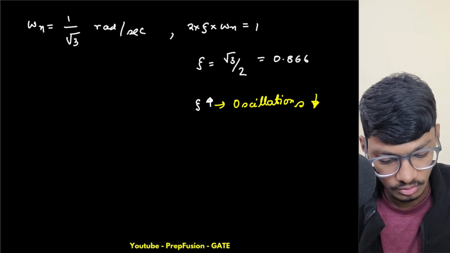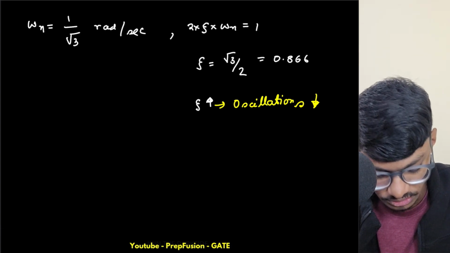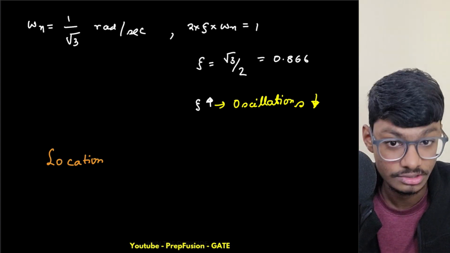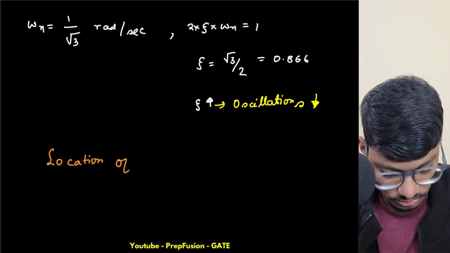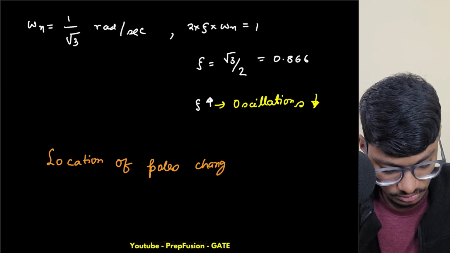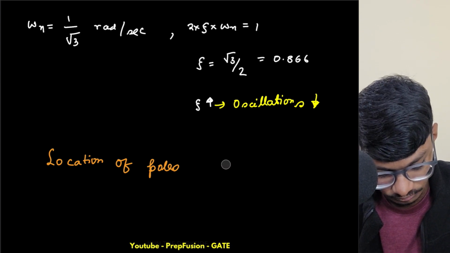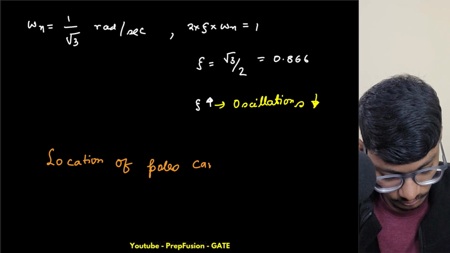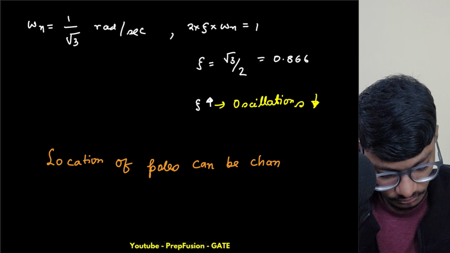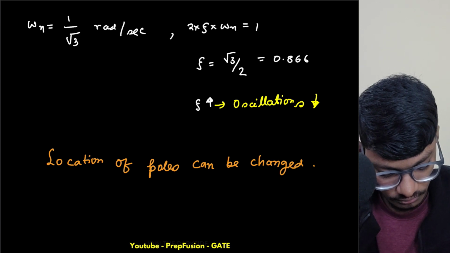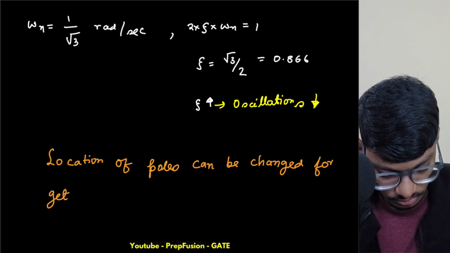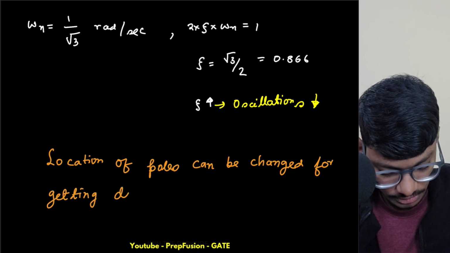Here the location of poles are also changed. Okay, location of poles are also changed, which is not according to the root locus. Location of poles getting desired performance.